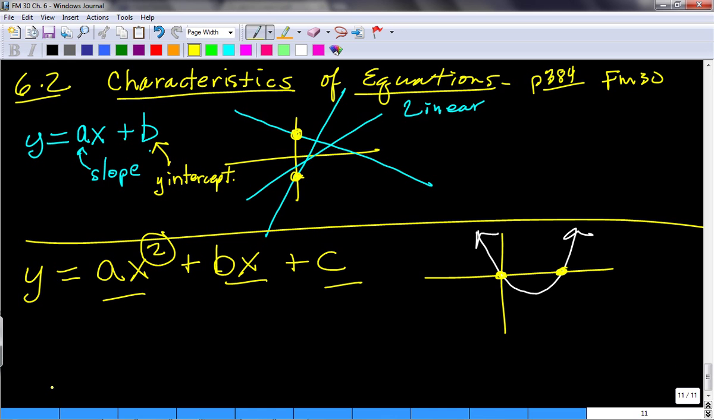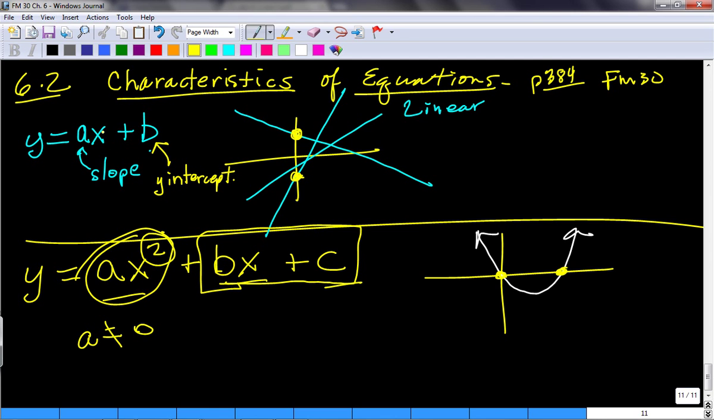Okay. So that's the standard form. Now, here's another important thing. A can't be 0, okay? A cannot be 0 because if A was 0, that means this whole term would be 0. It would be gone. And then you just end up with what? What would this be if it was just these two terms? It would be linear. It's sort of the same format as this. So A can't be 0.